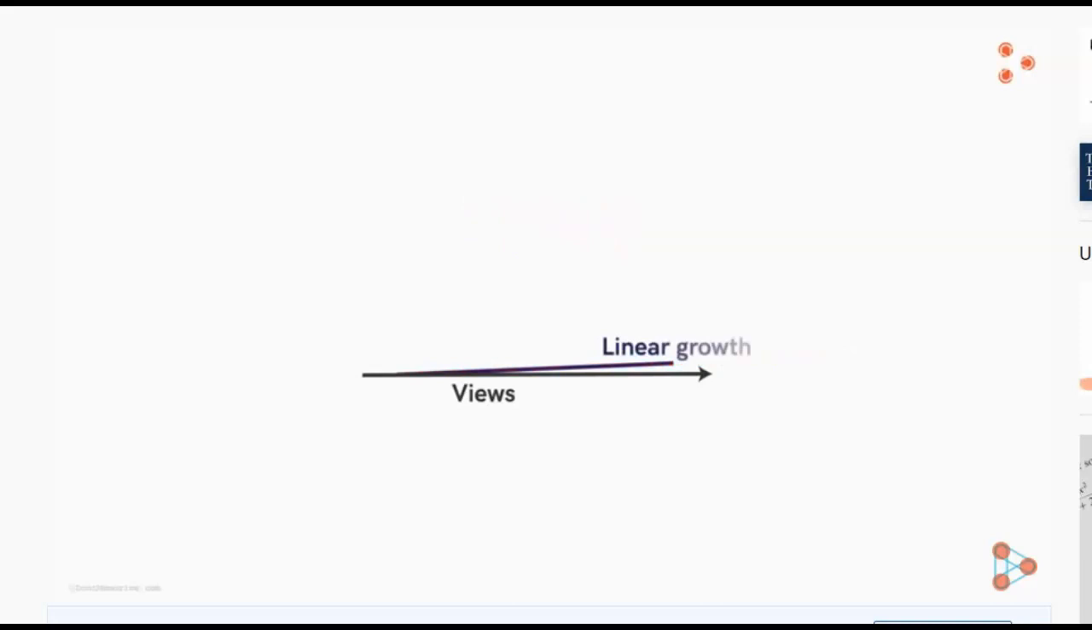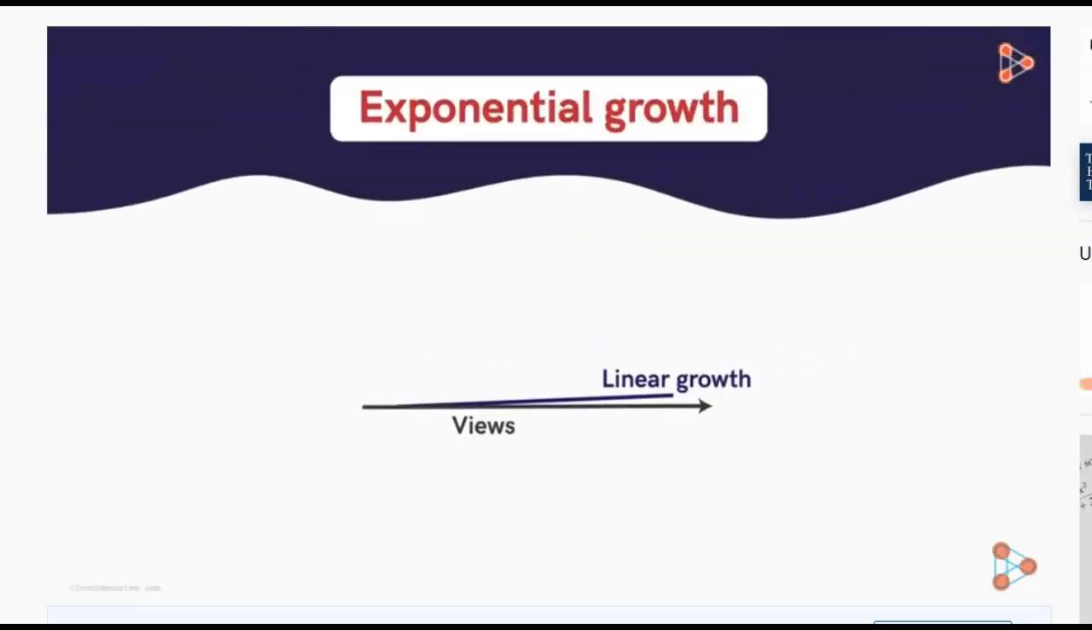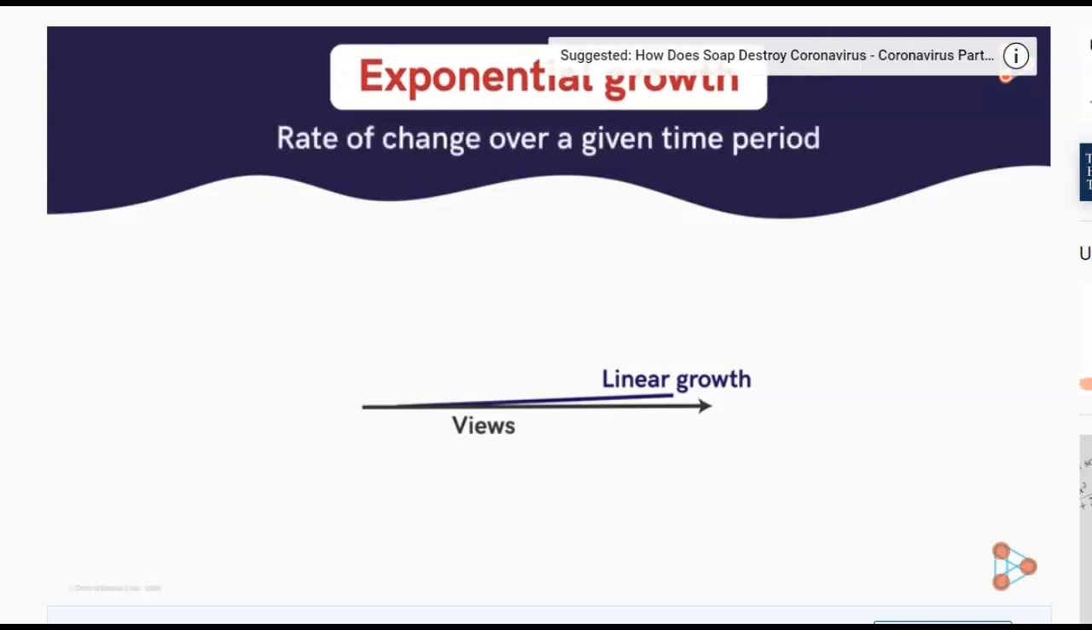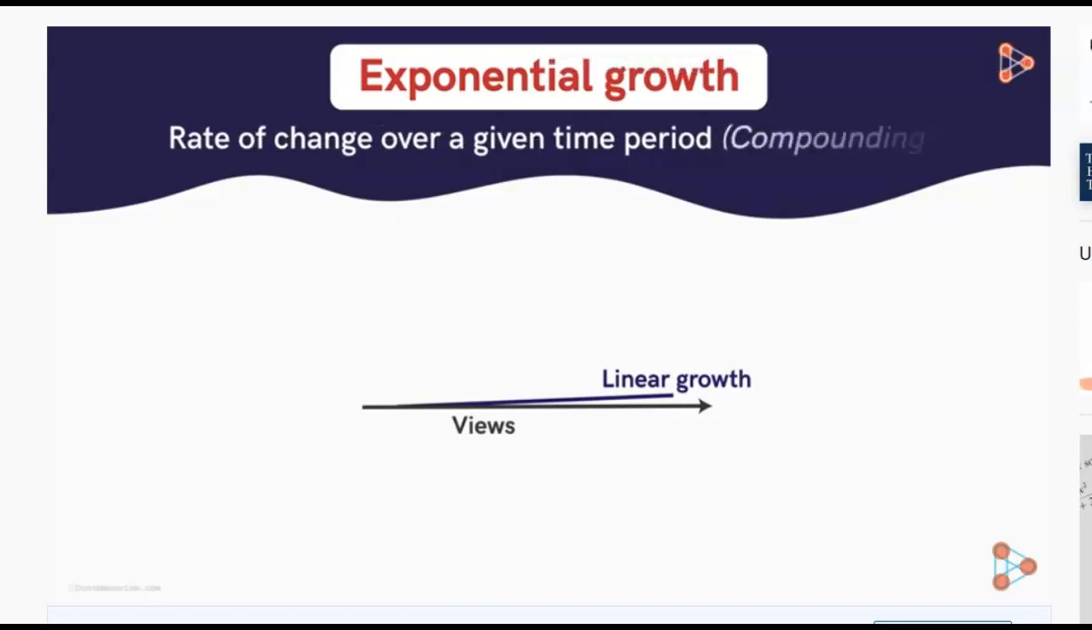It's a linear growth. What we really aim for is exponential growth. But do you truly understand what exponential means? It is the rate of change over a given time period. It is something we refer to in the real world as compounding.